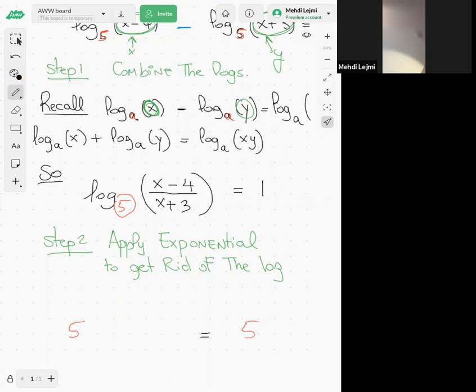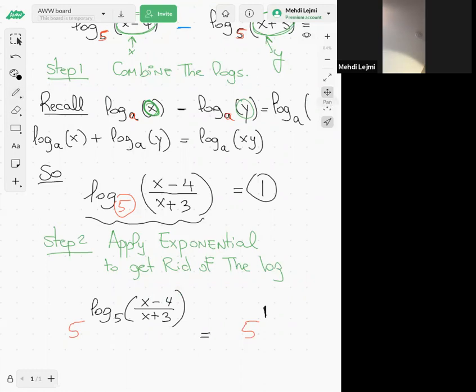On the right side we have 1, so here it's going to be 5 to the power 1. On the left side I have this whole log here, so this is going to be 5 to the power. It's not 5 times. So it's 5 to the power log in base 5 of (x minus 4) over (x plus 3).